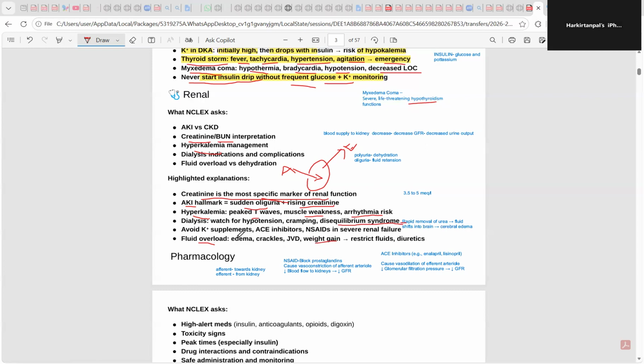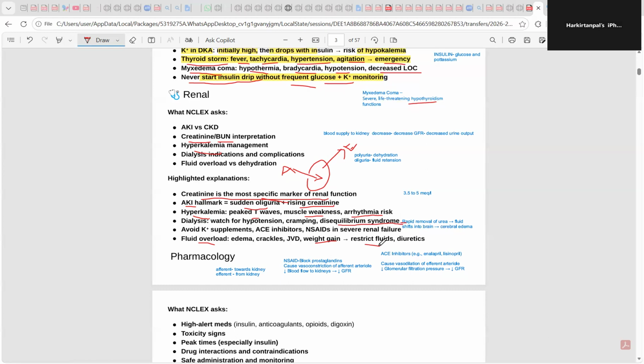For a patient with kidney failure or heart failure, we should always check the weight of the patient. If there is a weight gain, that indicates fluid overload. And if fluid overload is suspected, we should always restrict the fluid. For a renal failure patient, we can't administer too much volume of fluid.